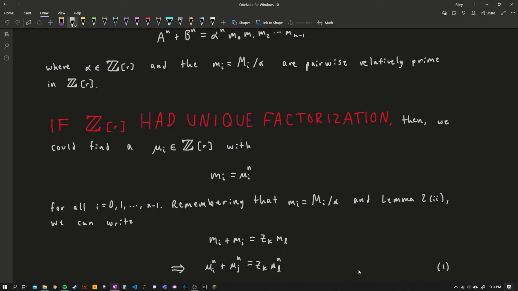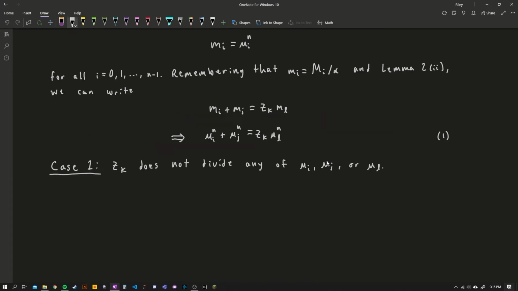And now we have two cases. The first one is that z sub k divides none of mu_i, mu_j, or mu_l. And the other case is that it does divide one of them. So let's start with the easier case, which is that it does not divide any of them. In this case we immediately get a contradiction, because that means that z sub k does not divide the left-hand side of equation 1, but it clearly does divide the right-hand side, so that's a contradiction.